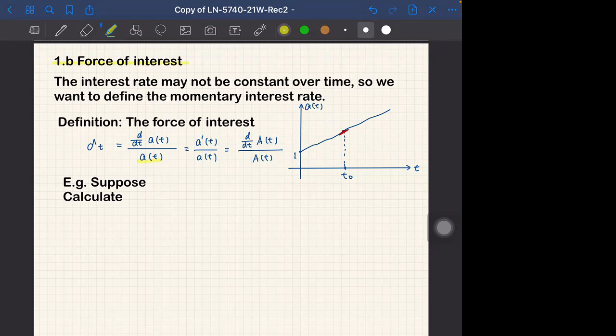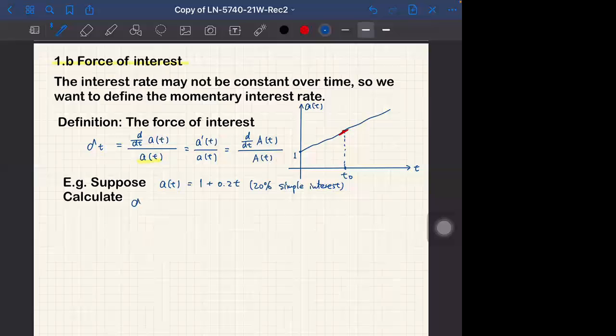So the example, suppose that a of t is equal to 1 plus 0.2t. So this is the 20% simple interest. And we would like to calculate delta t at 1. So delta 1. What is delta 1? Then delta 1 is equal to a prime of 1 over a of 1.